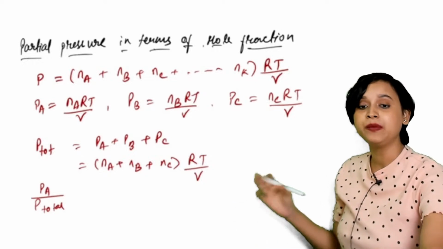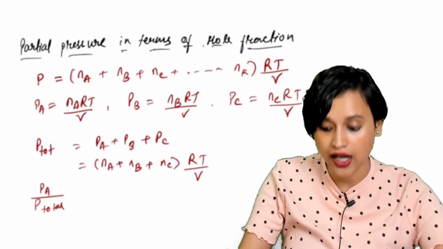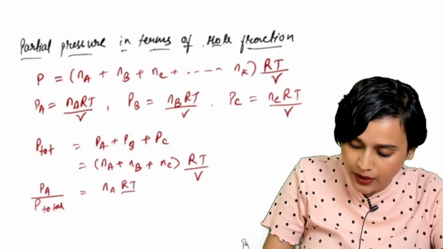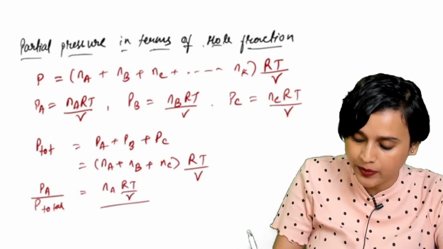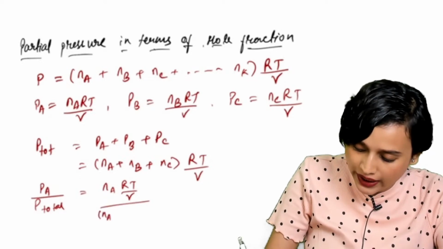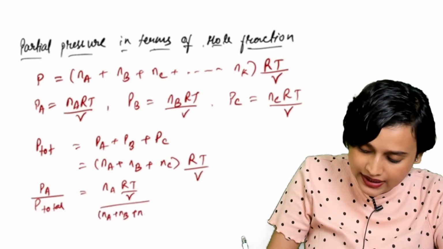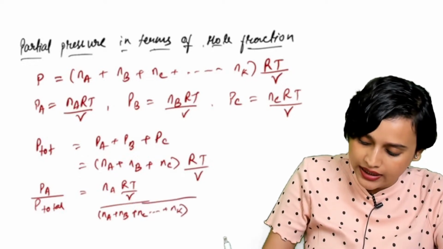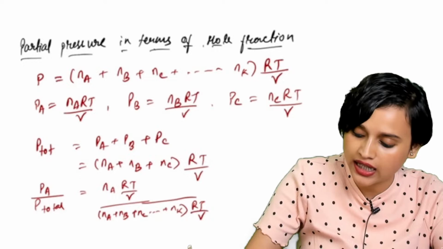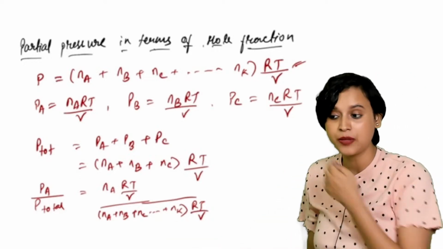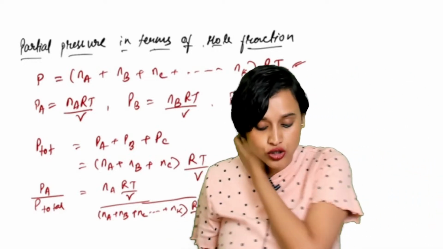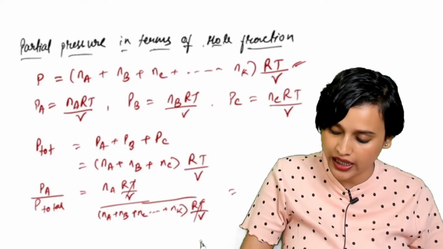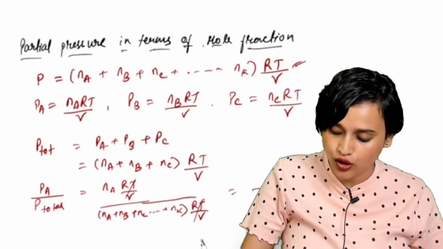Yes, all right. Now let's say that I want to find PA divided by P total. If I want to find PA divided by P total, what will I have to write? I will have to write nA RT by V divided by, what is P total? P total will be Na plus Nb plus Nc dot dot dot, let's say up to Nk, times RT divided by V. This is the P total, right? So RT by V here and RT by V here get cancelled. So it will be Na divided by N total.